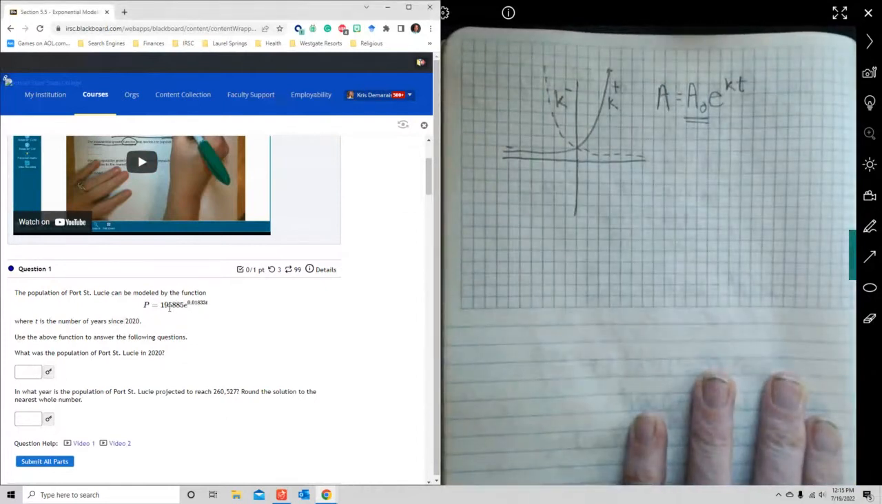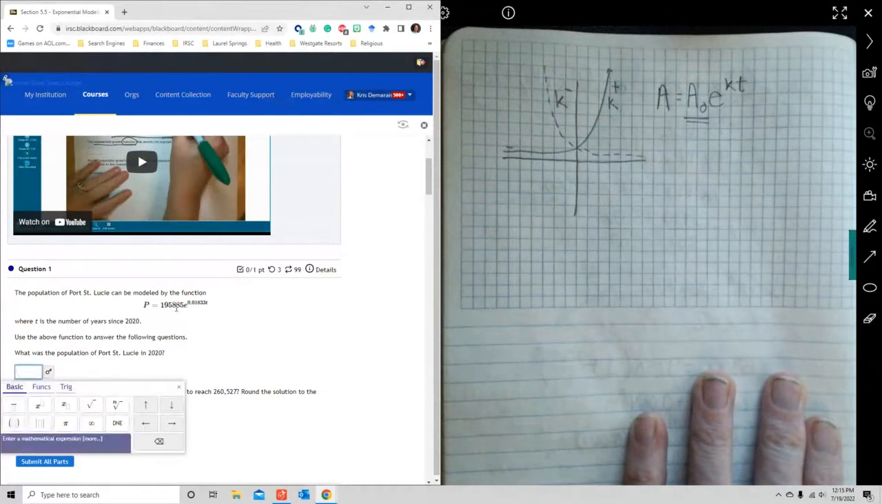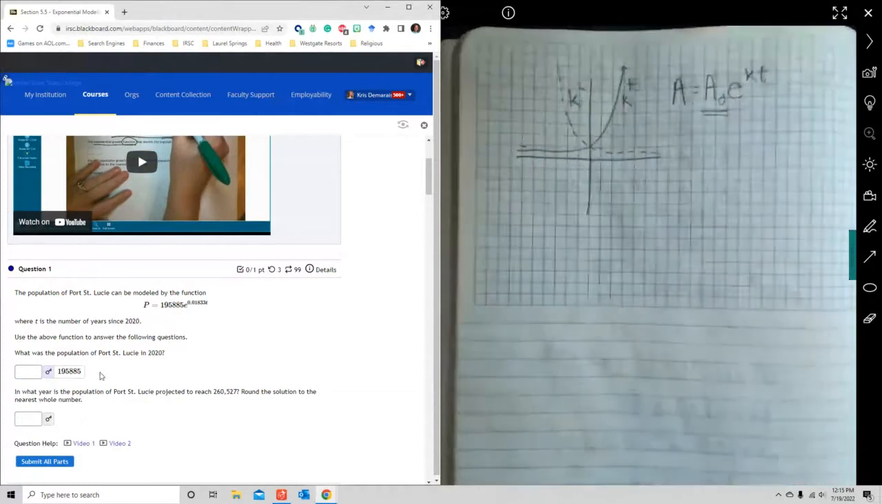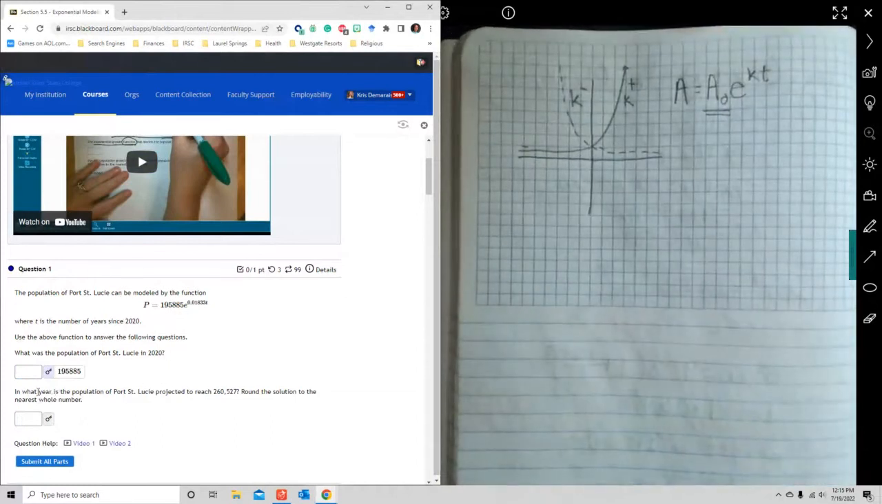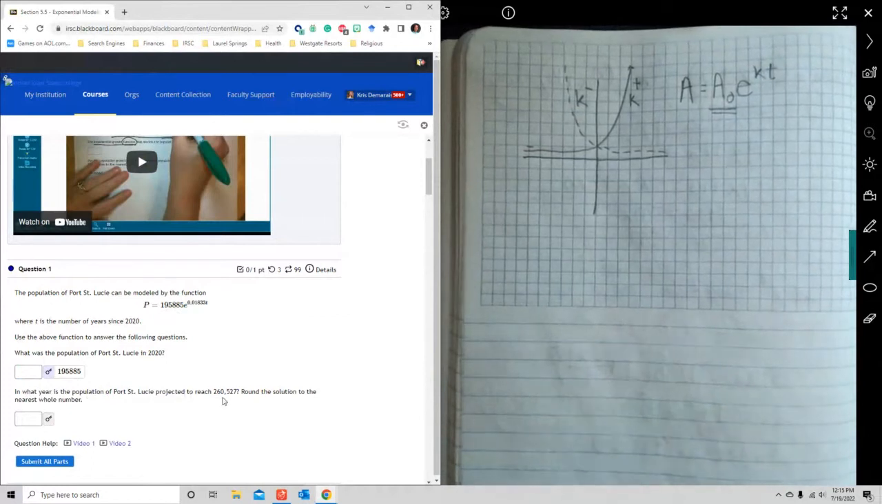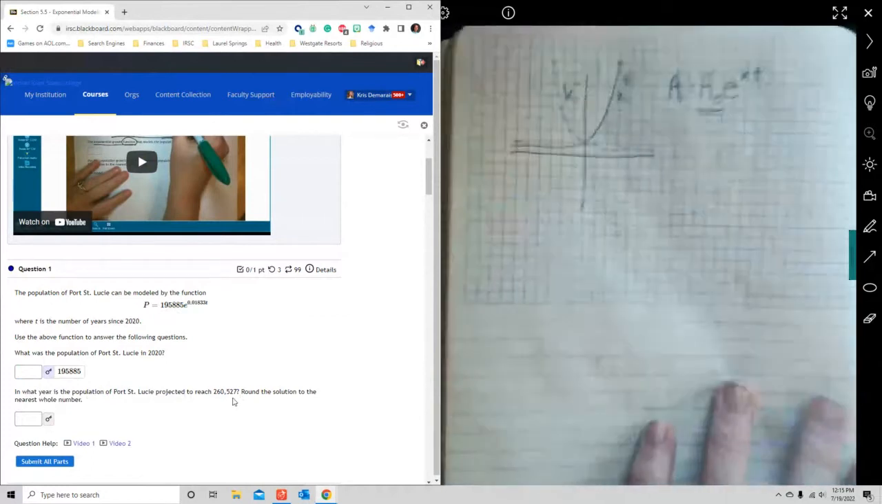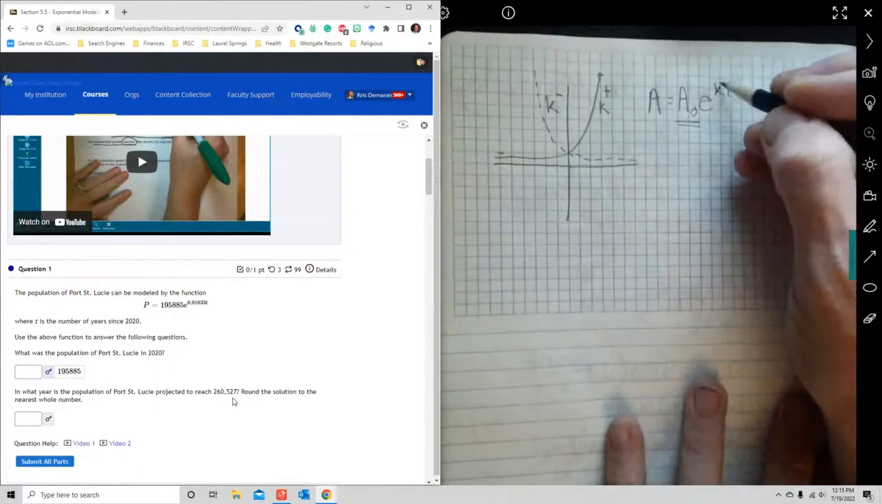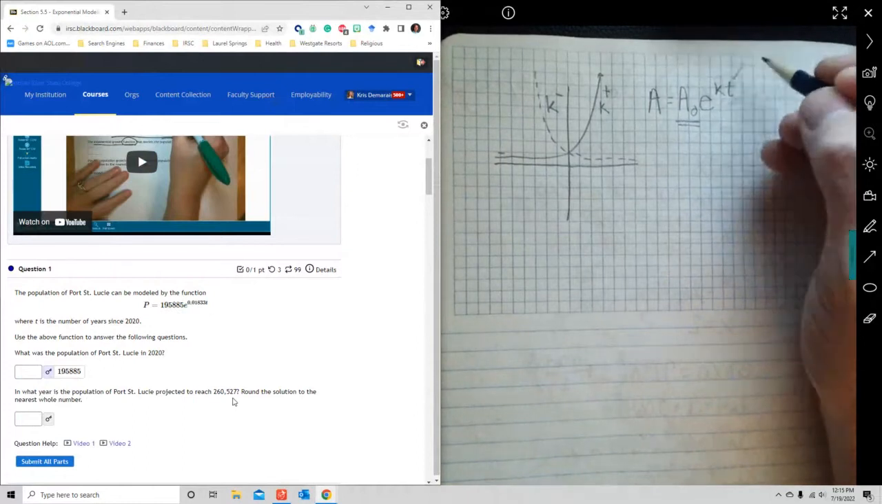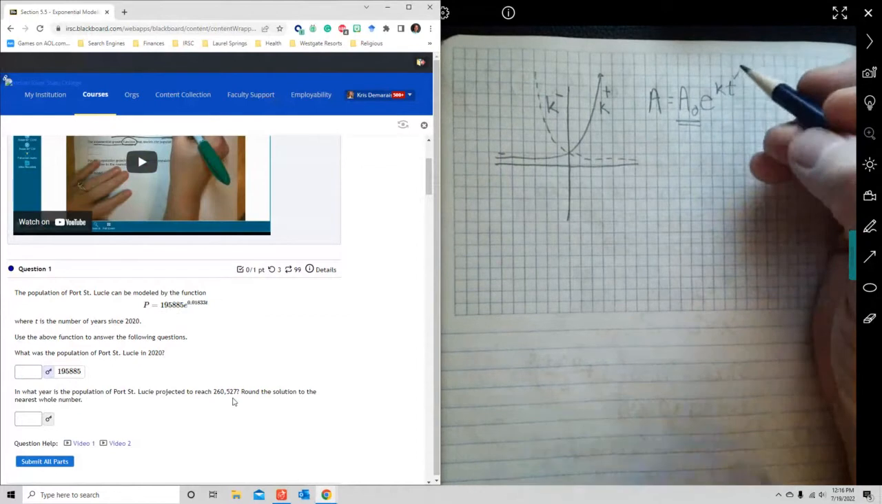It's going to be 195,885. So that's the answer we're looking for there. It's always this number when they ask you for the initial value. It says, in what year is the population projected to reach such a value? So now they're making you find out in what year, which means they want you to find out how many years, so how much time passed, and then add it to 2020.